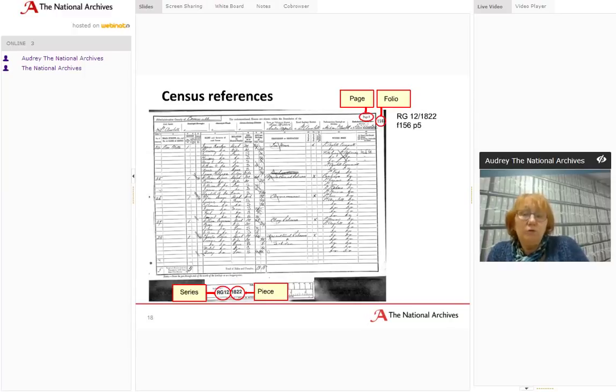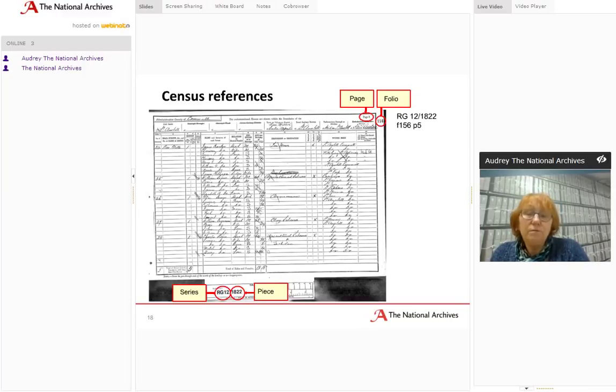Now you've got wonderful tools that will search by name, and that's pretty much what we expect most of the time, and that will parachute you straight to the right page. But then you might have a problem if you want to try and find it again, because you might not be able to remember exactly what search you did to get that particular result. So it's always worth learning how a census reference works and how to use it, because that will never change.